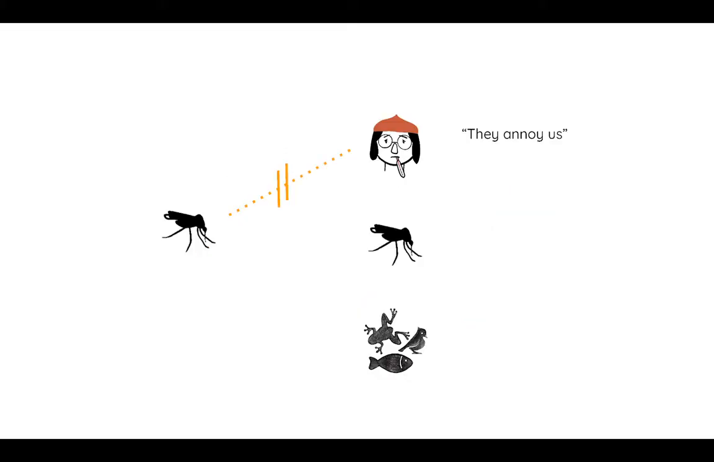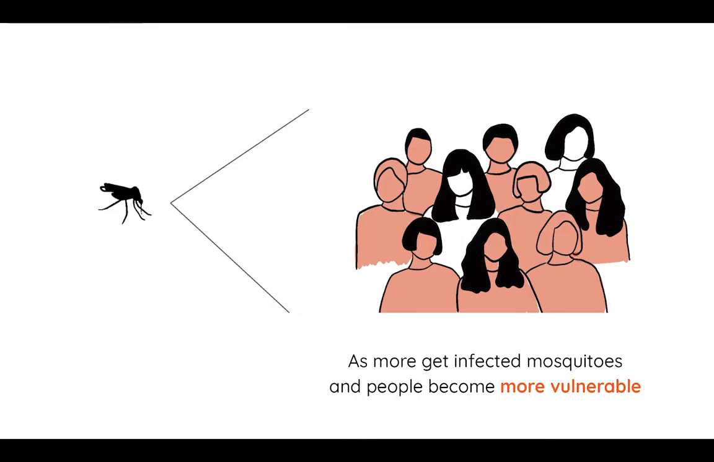From our perspective, mosquitoes annoy us, bug us. From a mosquito's perspective, a human is an opportunity to reproduce. For other species, mosquitoes are seen as their source of food. As more people get infected, mosquitoes and people become more vulnerable.